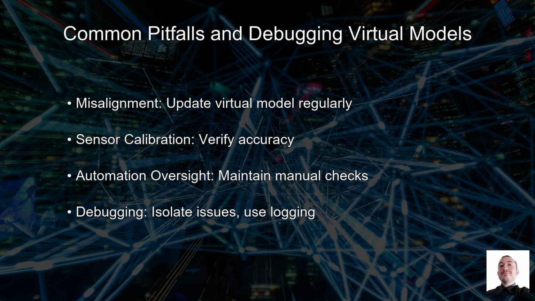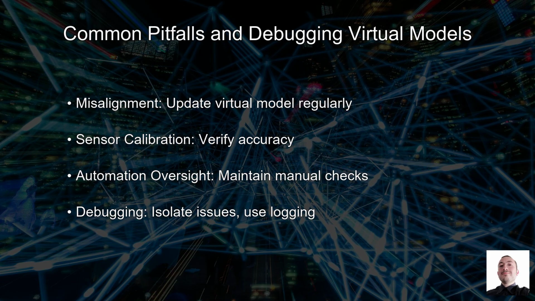Now, let's dive into the common pitfalls you might encounter when working with virtual models in data centers. One frequent issue is the misalignment between the virtual model and the physical infrastructure. This can lead to inaccurate simulations and flawed decision-making. To avoid this, ensure regular updates to the virtual model to reflect any changes in the physical setup. Another pitfall is overlooking the importance of sensor calibration. Inaccurate sensor data can throw off your entire model. Regularly calibrate your sensors and verify their accuracy against known standards.